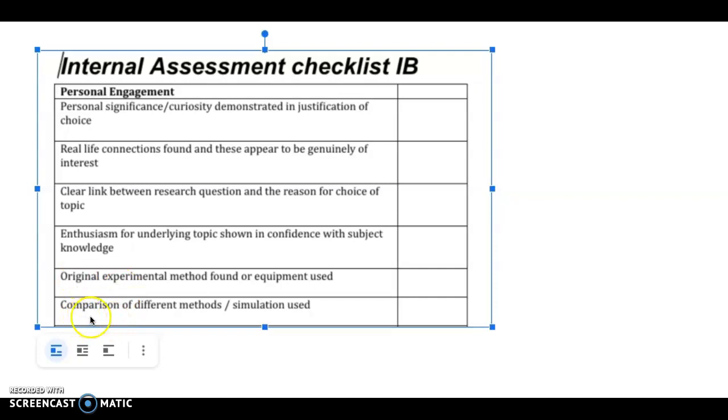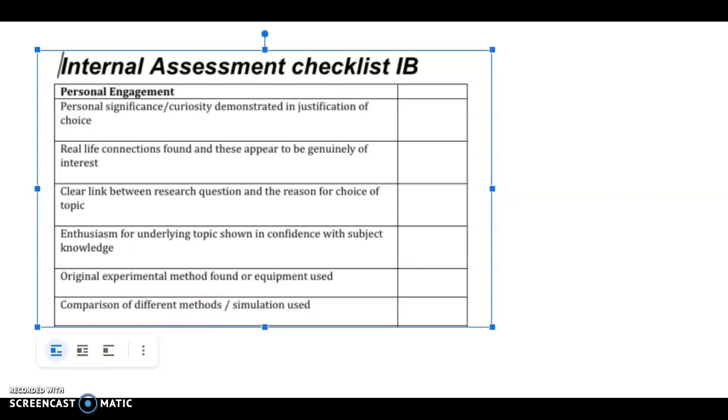And then lastly, and this doesn't apply to everyone, you might feel that you want to compare different methods. So you might be doing an experiment which isn't quite so easy to demonstrate personal interest in, but your personal interest is then in the comparison of different methods. I'm really interested in how projectiles in simulations differ from projectiles in real life. Or I'm going to do an exploration of different ways of investigating the photoelectric effect. You're genuinely interested in the difference between the theoretical and the practical. So that's another way that you can demonstrate personal interest.